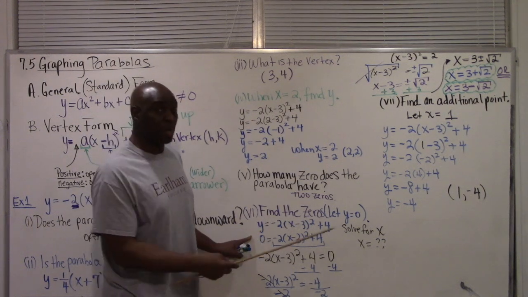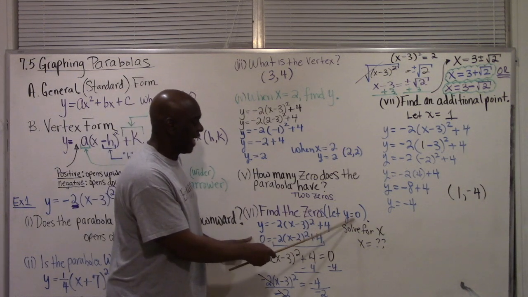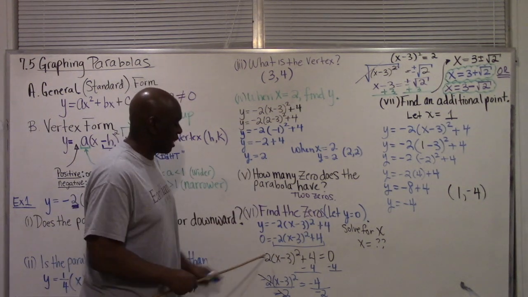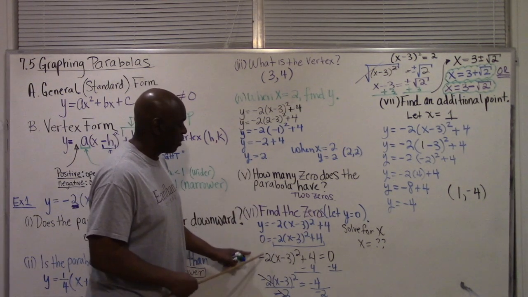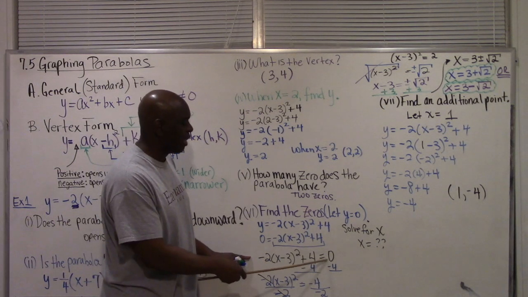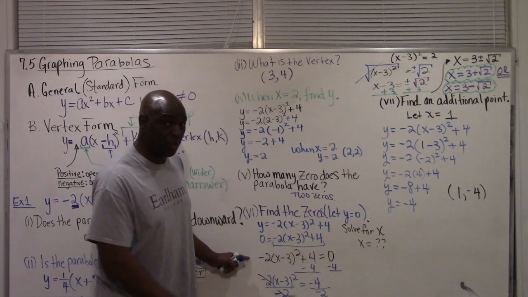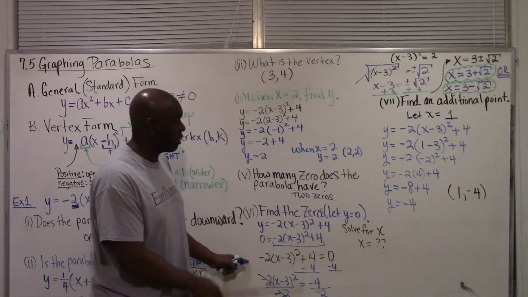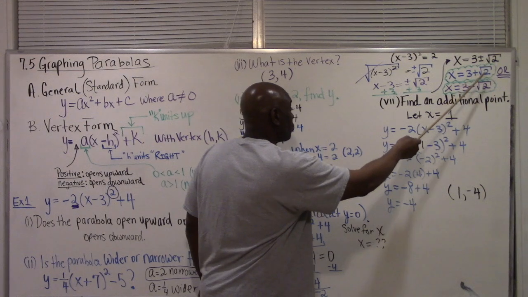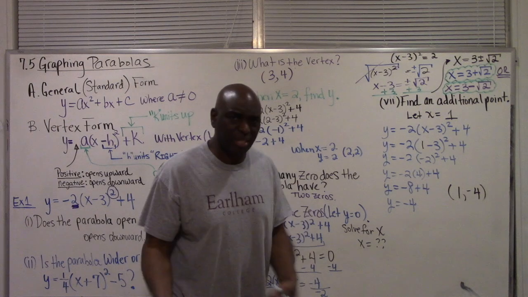Find the zeros. What are the zeros? In order to find zeros, you let y equal 0. In order to find zeros, that means solve for x. So we let y equal 0. So we have -2 times the quantity of x minus 3 squared plus 4 equals 0. So now take this equation and solve it for x. And we did that. And we got x equaling 3 plus root 2, or, not and, or, because you can't be both at the same time.